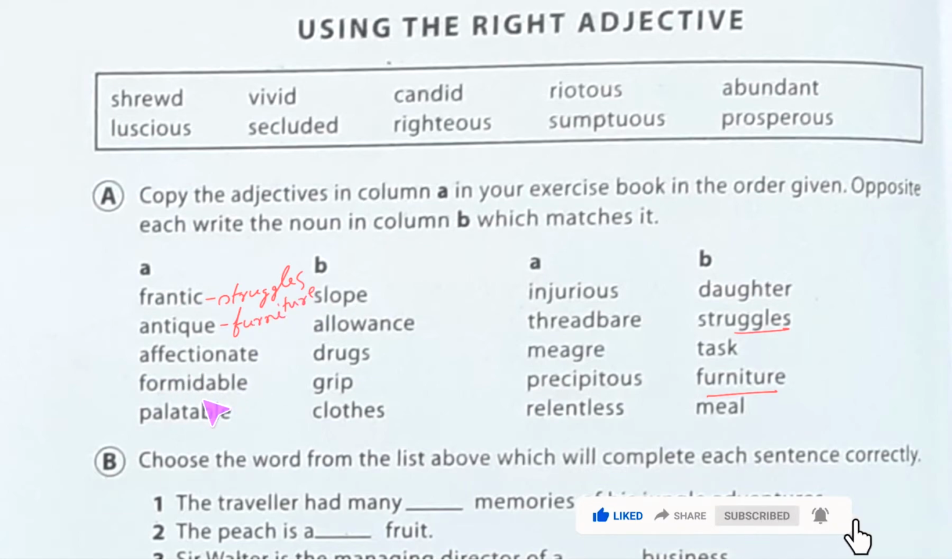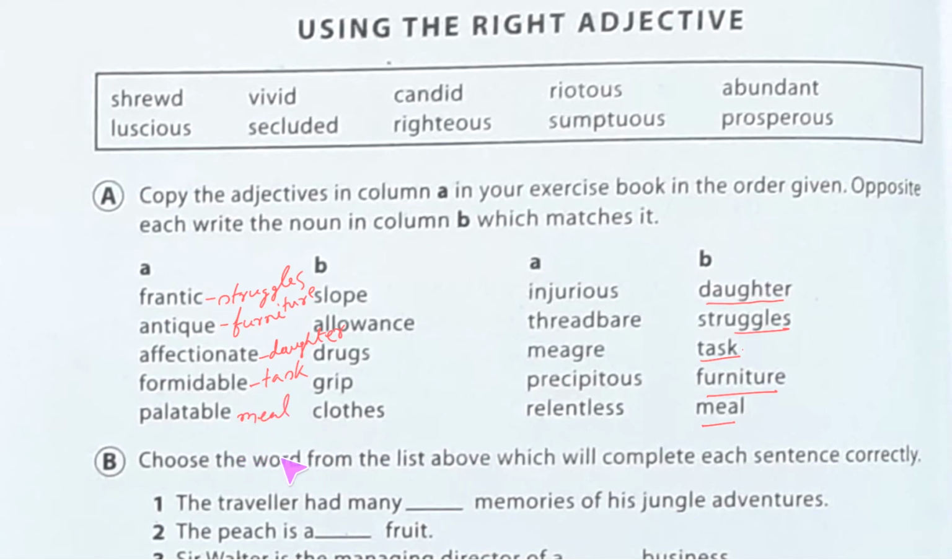Next one, affectionate. Affectionate what? Slope, allowance, drugs, grip, clothes, daughter. I think this is a perfect word with it. So affectionate daughter. Next one, formidable. Formidable what? Not daughter, but task. Formidable task. Palatable. Palatable what? We can write slope, allowance, drugs, grip, clothes, daughter, struggles, task, furniture, mill. Palatable mill.